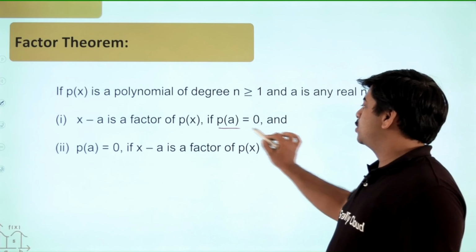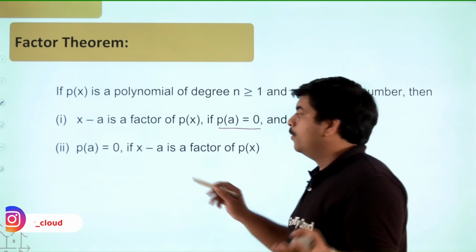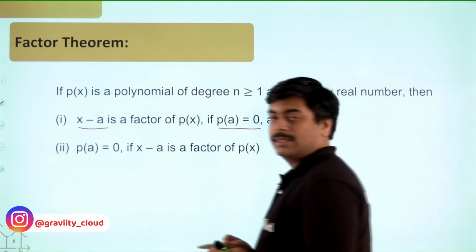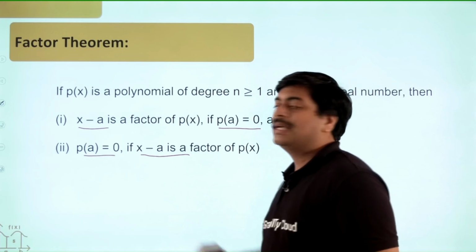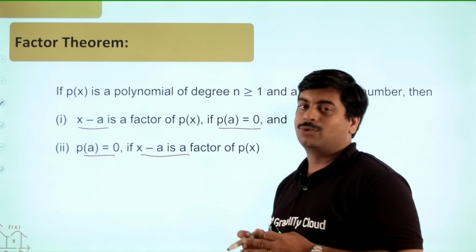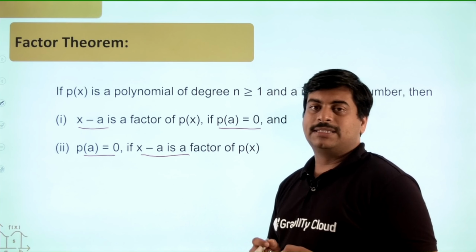If p of a is equal to 0, that means the remainder itself becomes 0, we can say that x minus a is a factor. And if x minus a is a factor, definitely p of a is equal to 0. From both cases it will be true. That is what the factor theorem states.